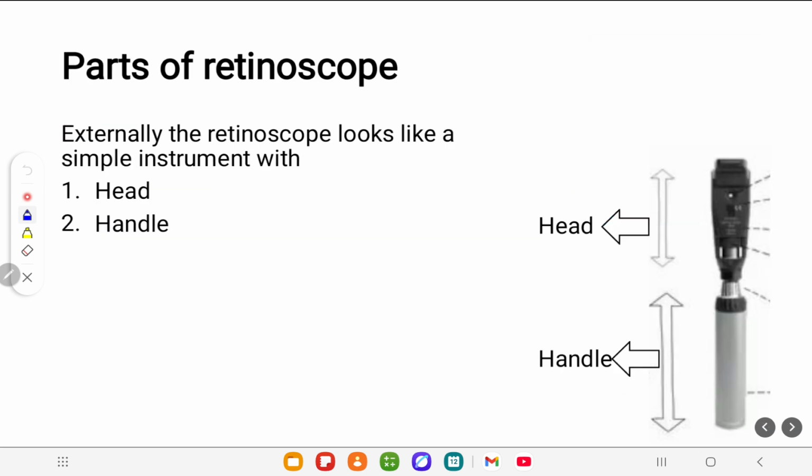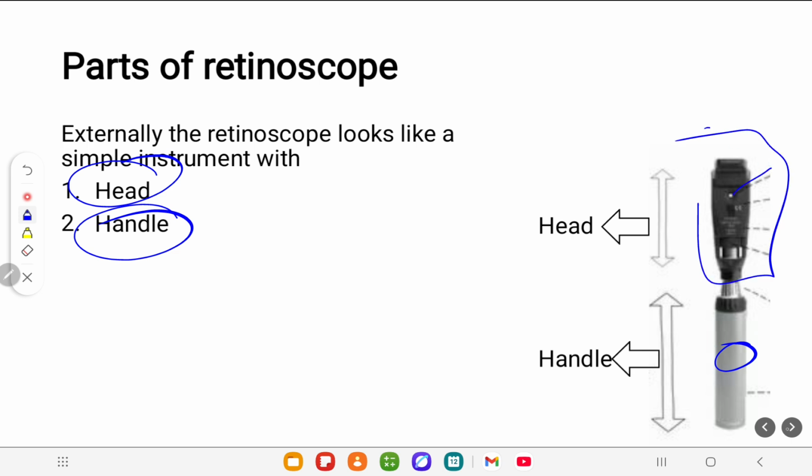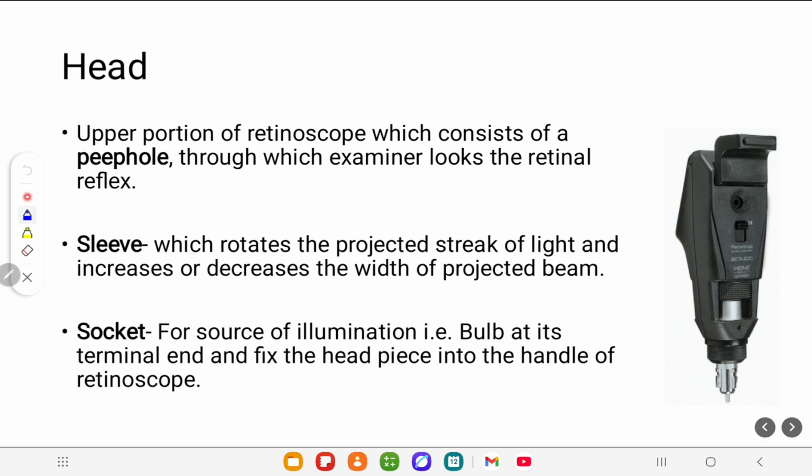Parts of the retinoscope: externally the retinoscope looks like a simple head and a handle, and we can even remove the head from the handle. That's the handle, where we have batteries, and that's the head. The head is the major part. In the head, the upper portion of the retinoscope consists of the peephole. The peephole is a very important concept. This is the peephole from which we, as optometrists, view the retinal reflex with the skiascope. And the sleeve.